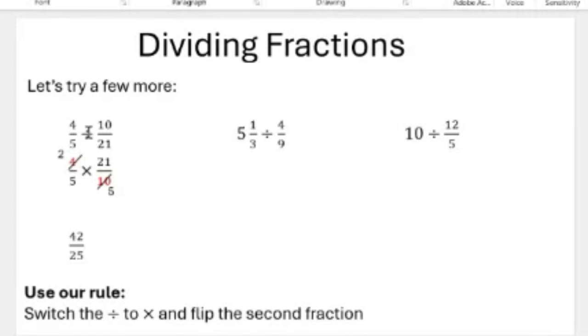The key is that when it's a division sign, we cannot cancel tops and bottoms. When it's a multiplication sign, we can cancel tops and bottoms.